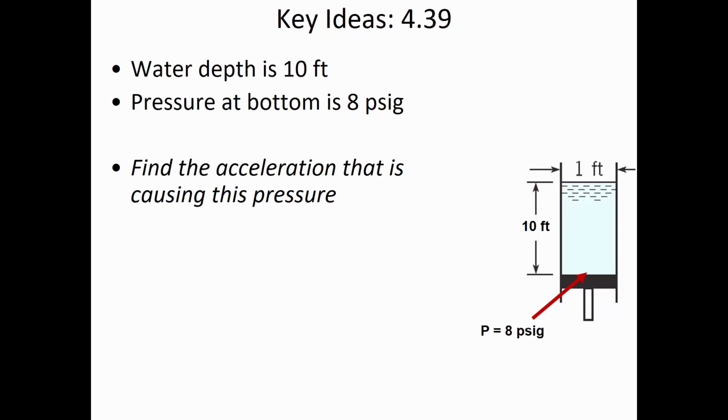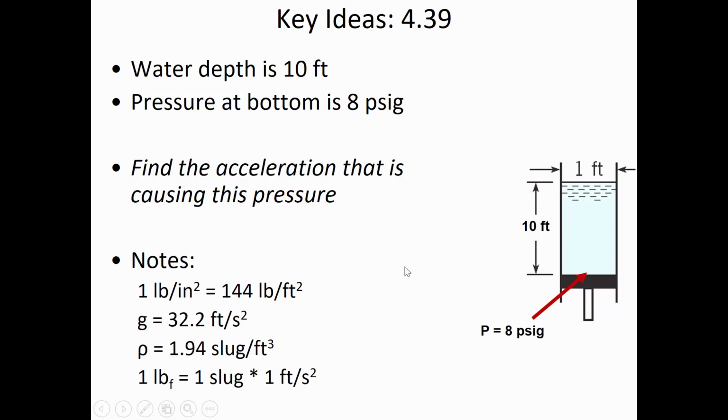We're going to need to convert that to pounds per square foot. The dimensions say that we're at a depth of 10 feet. The pressure is 8 psi-g, and they want to know what the acceleration is that's causing that pressure. Like, how quickly upward is the piston accelerating?